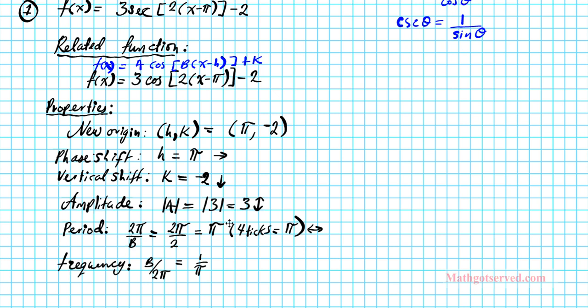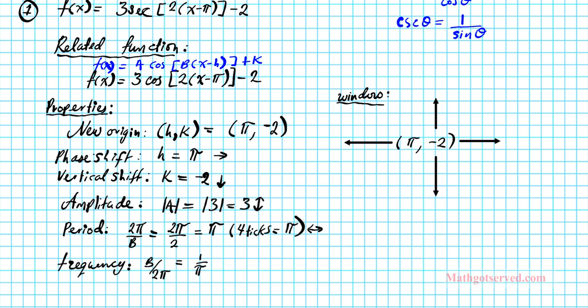Now we have all the properties. Let's go ahead and set up our window so that our graph fits in perfectly with what we want. So for our window, we'll start with the new origin at the center. Our new origin is pi and negative 2. We're going to go up and down using the amplitude, and then we're going to go side to side using the period, since we're graphing 2 periods.